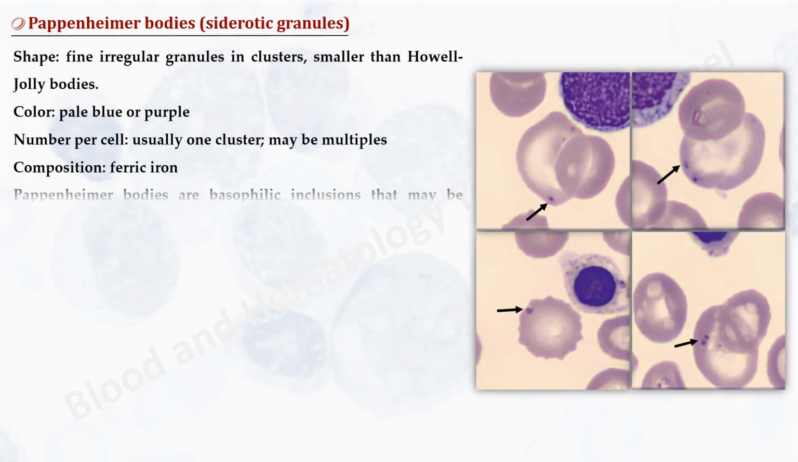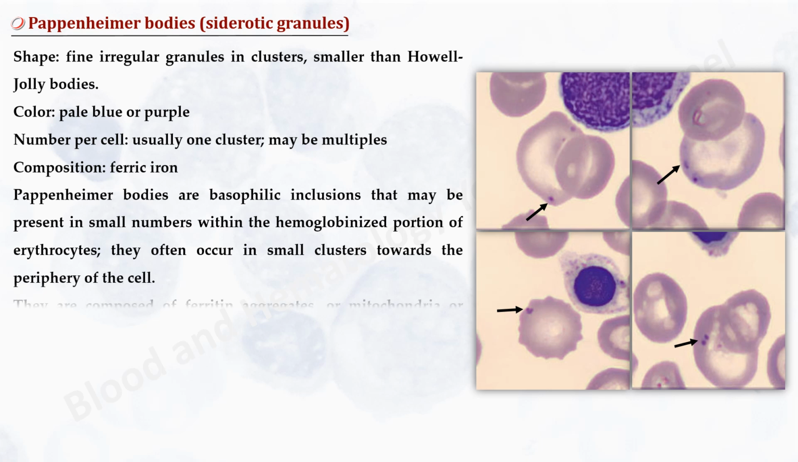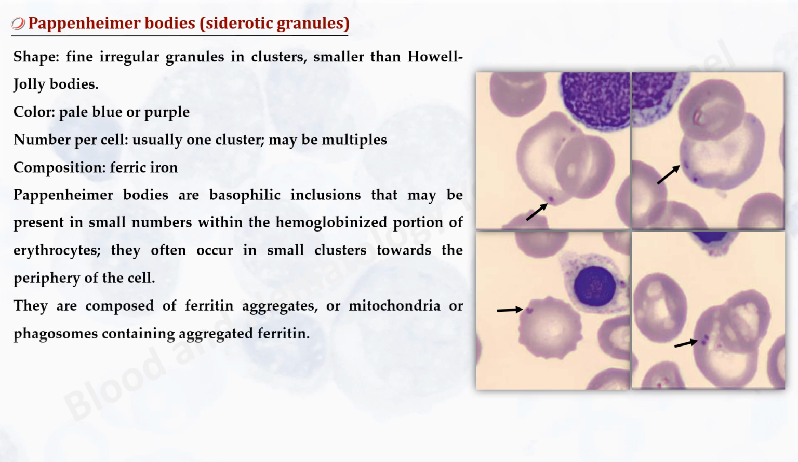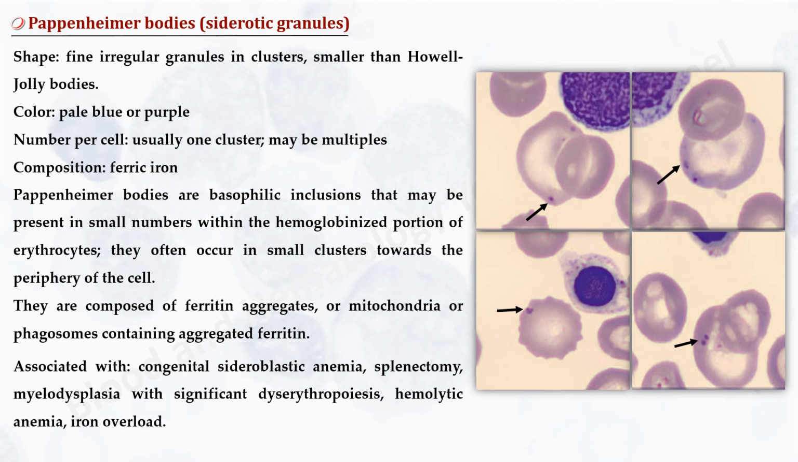Pappenheimer bodies are basophilic inclusions that may be present in small numbers within the hemoglobinized portion of erythrocytes. They often occur in small clusters towards the periphery of the cell. They are composed of ferritin aggregates, or mitochondria or phagosomes containing aggregated ferritin. Pappenheimer bodies are seen particularly in congenital sideroblastic anemia, splenectomy, myelodysplasia with significant dyserythropoiesis, hemolytic anemia, and iron overload.